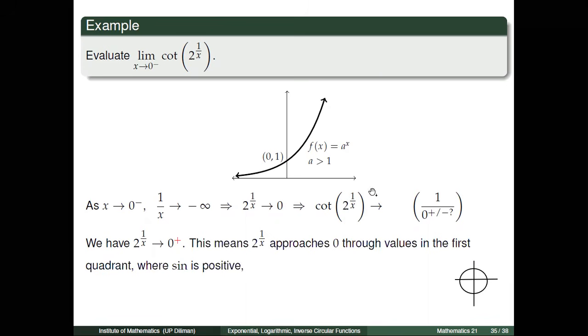Therefore, cotangent of 2 to the 1 over x will be of the form 1 over 0 passing through positive values, so it approaches positive infinity. And thus, the limit that we are computing is positive infinity.